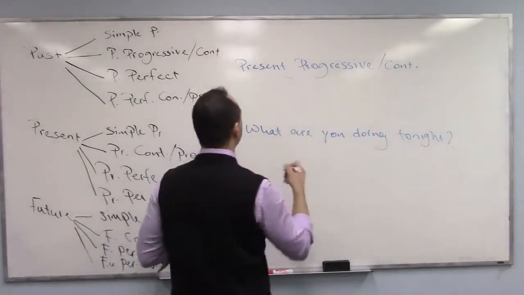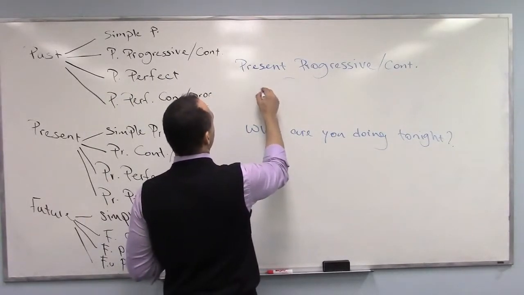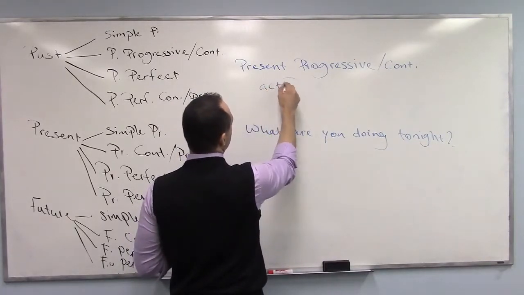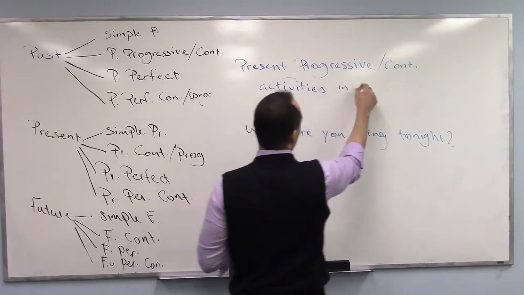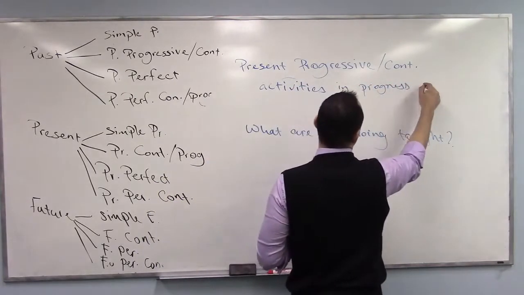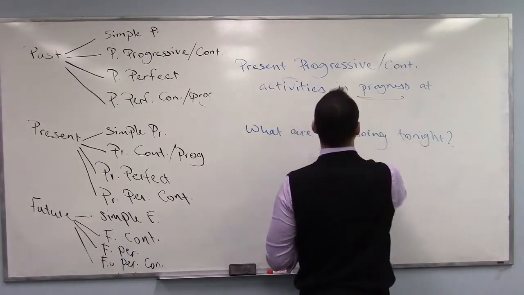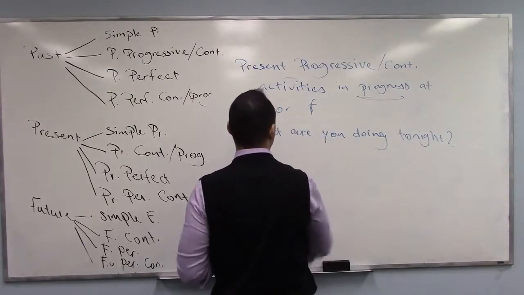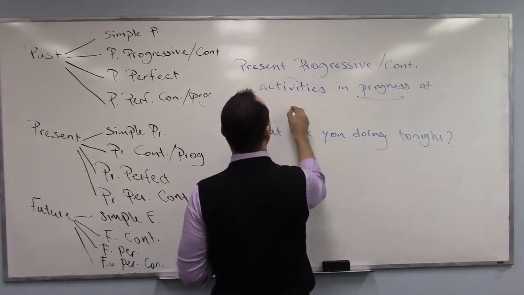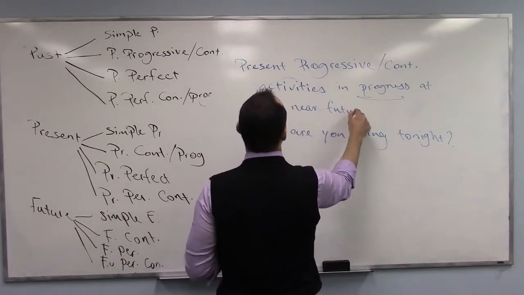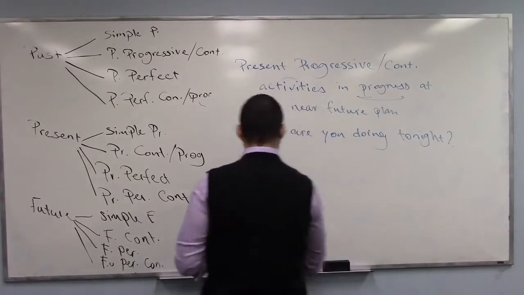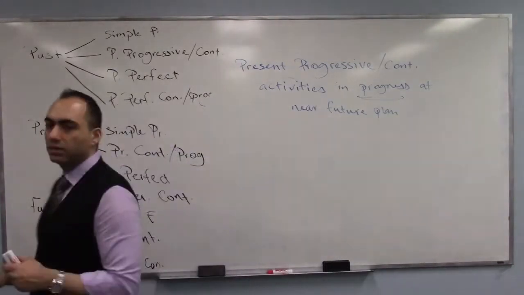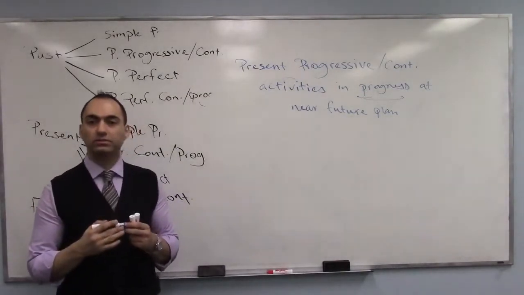So present progressive, one is, the thing is at the moment, actions in progress, so activities in progress, in progress means at the moment, or future, or near future plan, yeah? Near future plan. What are you doing tonight? What are you doing this weekend? Do you have any plans? Are you going anywhere?